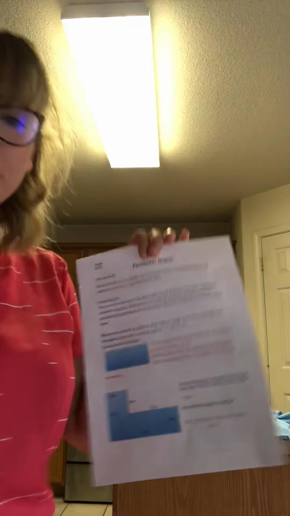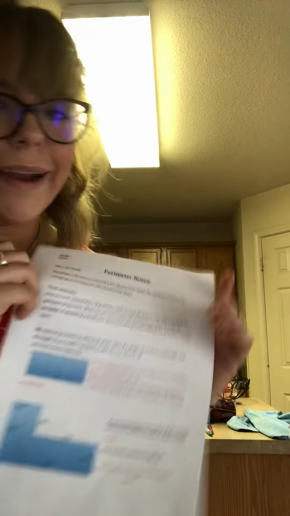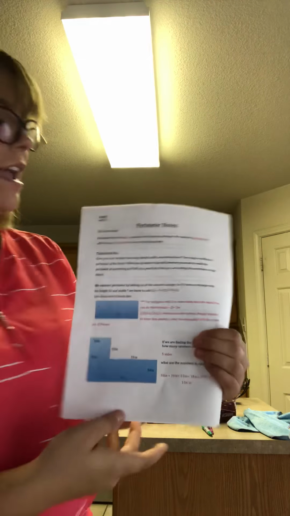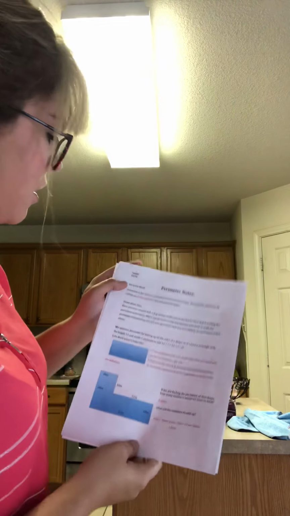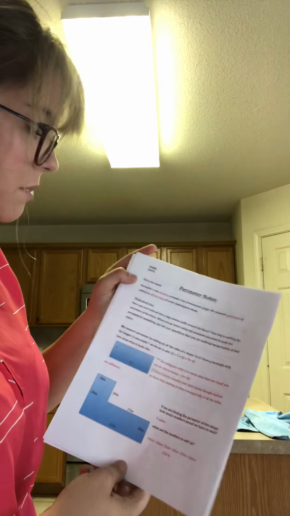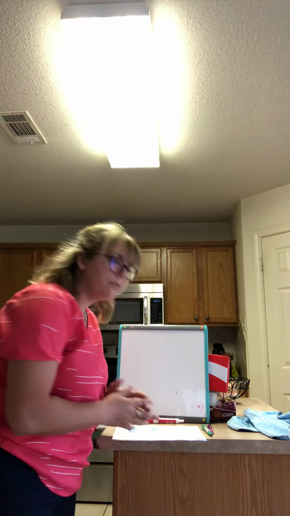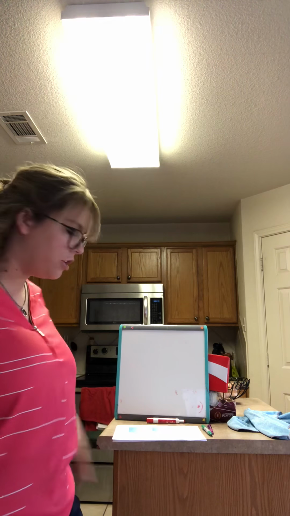Today I have fill-in-the-blank notes for you. I've already filled mine in. So let's go into that. The first fill-in-the-blank is going to be the definition of perimeter. Perimeter is the distance around a 2-dimensional shape. We calculate perimeter by measuring all the sides of a 2-dimensional shape.